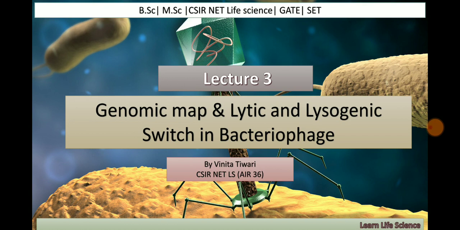So this is going to be the third lecture on lambda bacteriophage that I am going to discuss, and the topic is genomic map and lytic as well as the lysogenic switch in lambda bacteriophage life cycle. Okay, in the last two lectures I have already given you a general introduction regarding lambda bacteriophage, lytic and lysogenic switch, as well as the major interaction that appears between the host cell as well as the lambda bacteriophage tail proteins.